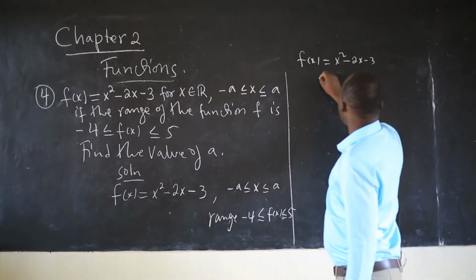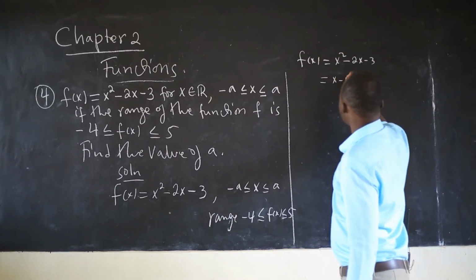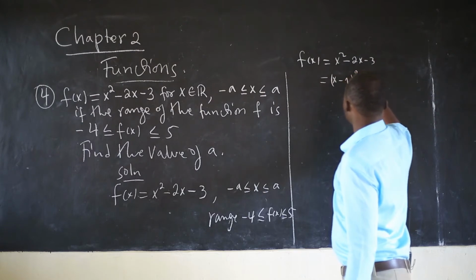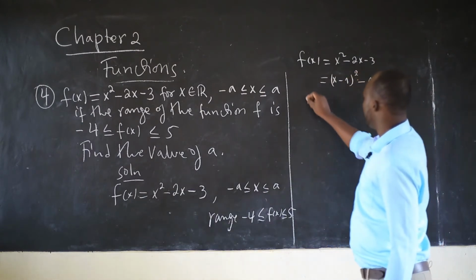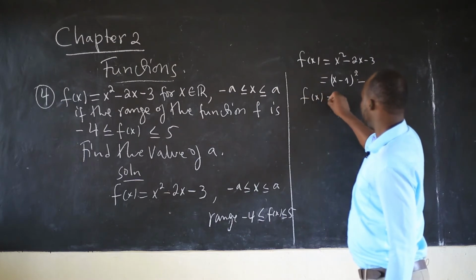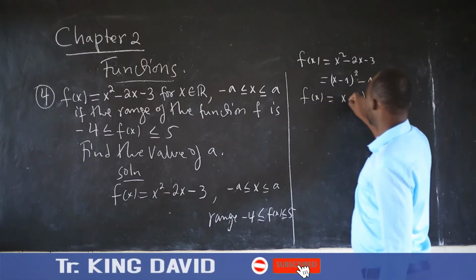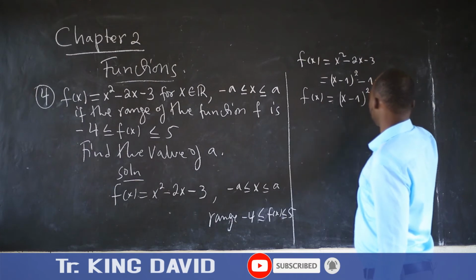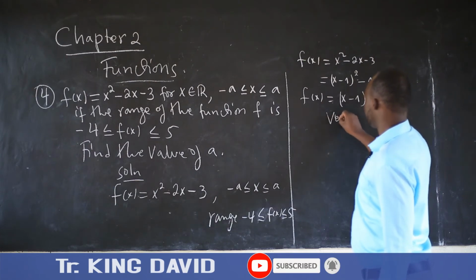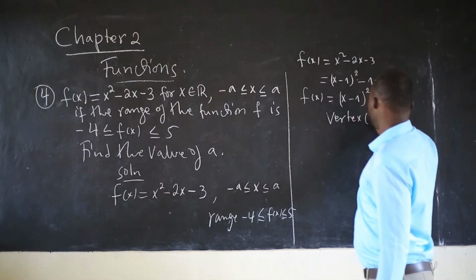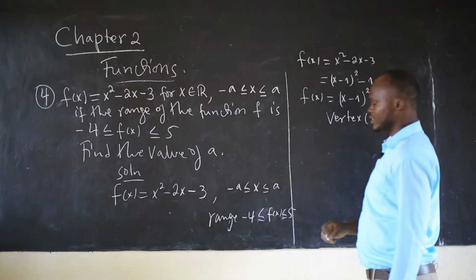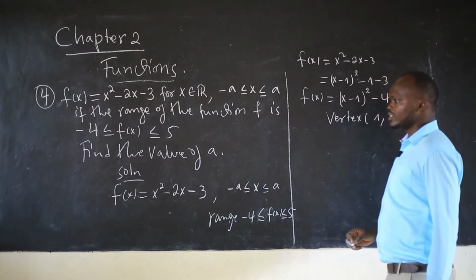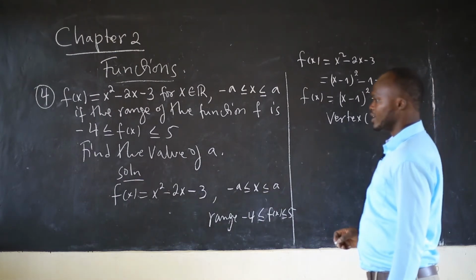So if you complete the square, that is x minus 1 squared, then minus 1 minus 3. Remember how we complete the square. So now f of x is x minus 1 squared minus 4, which means that the vertex is (1, -4). That's the vertex. So after getting the vertex, we need the x-intercept and y-intercept.